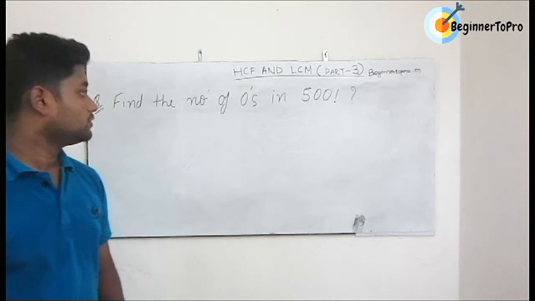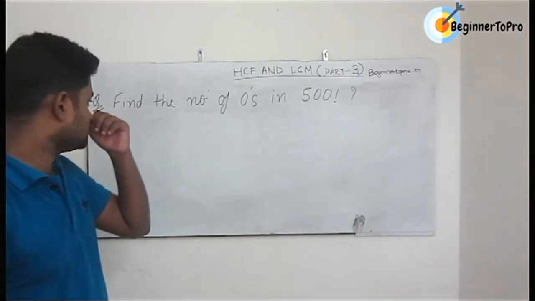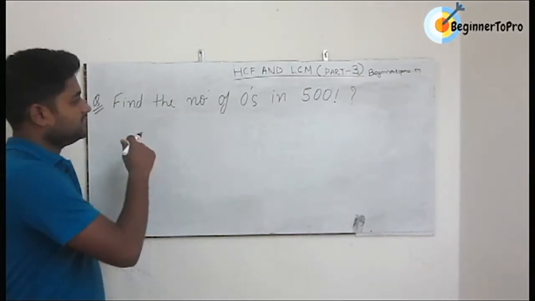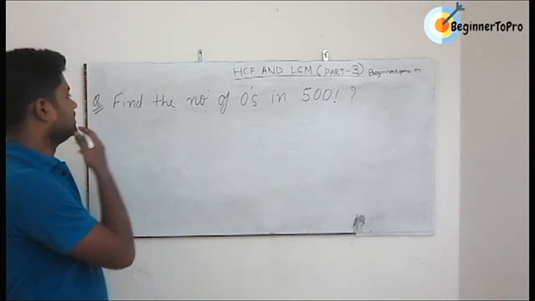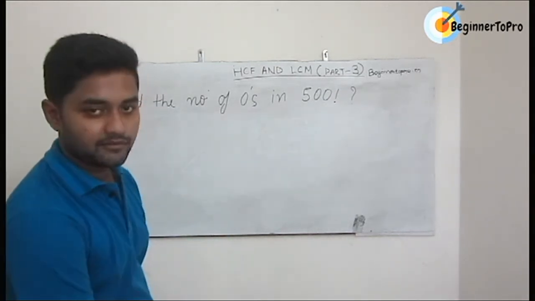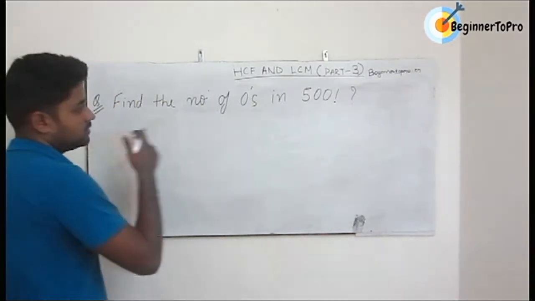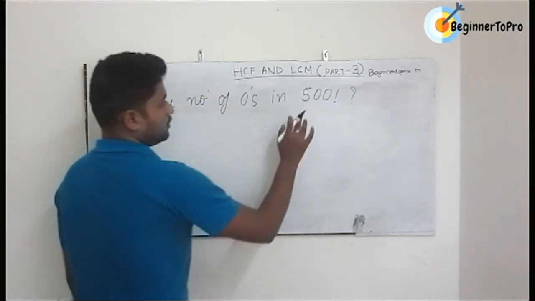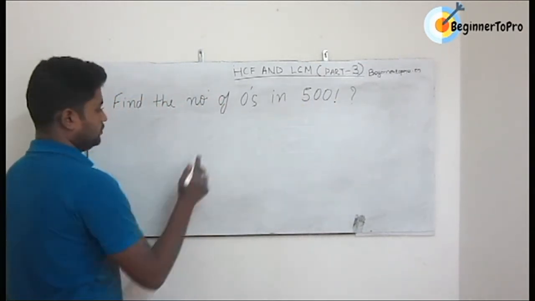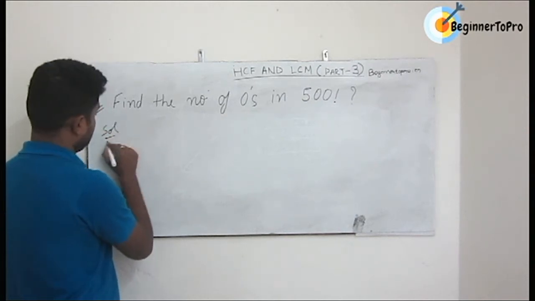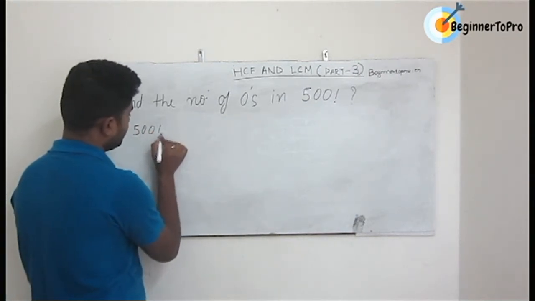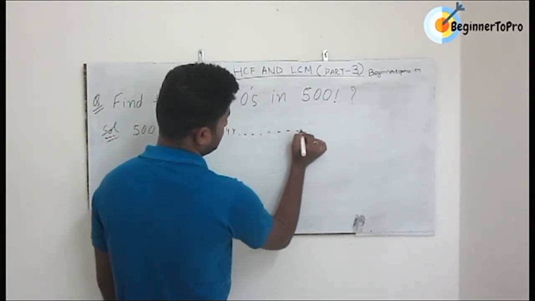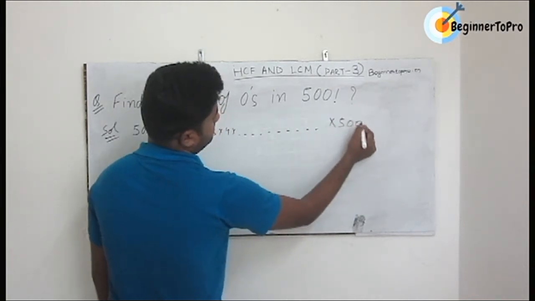Okay, now moving to the next question. This is the final question I am doing from this chapter. This question generally comes in campus drives. The question says: find the number of zeros in 500 factorial. To solve this kind of question, the simplest way is to write 500 factorial as 1 into 2 into 3 into 4 into and so on up to 500.